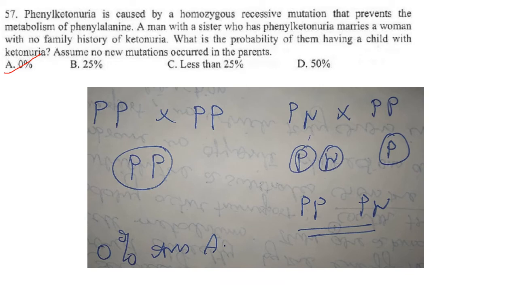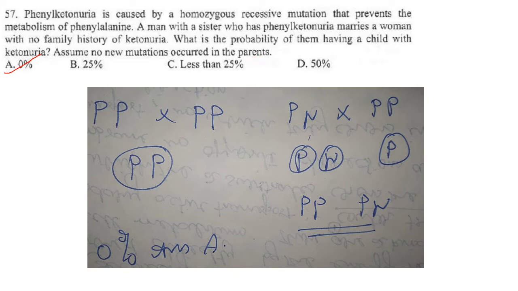Now next one. Phenylketonuria is caused by a homozygous recessive mutation that prevents the metabolism of phenylalanine. A man with a sister who has phenylketonuria marries a woman with no family history of phenylketonuria. What is the probability of them having a child with phenylketonuria? Assume no new mutations occurred in the parents.